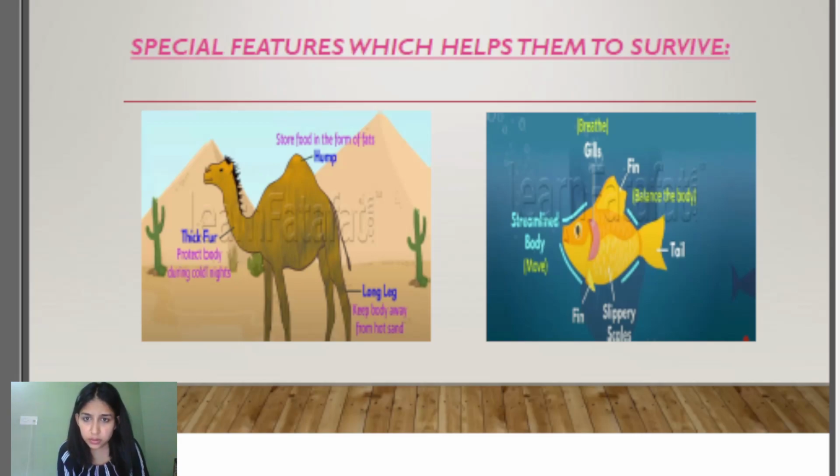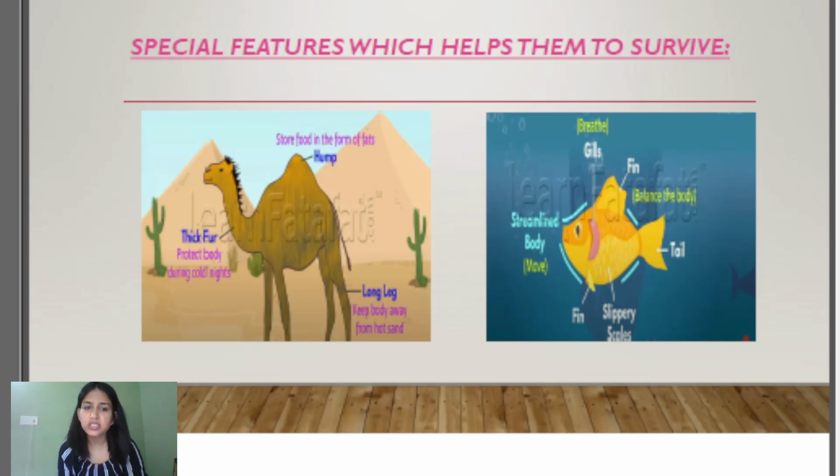The fin is there to balance the body, and there is this tail which also helps in swimming. Then slippery scales let the fish swim easily underwater. Both the fins help in maintaining the balance of the body underwater.